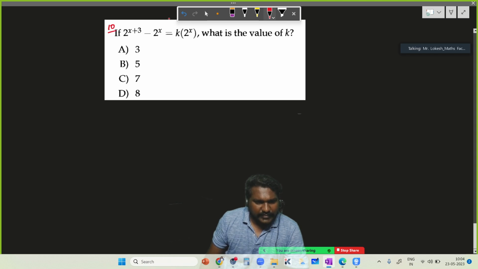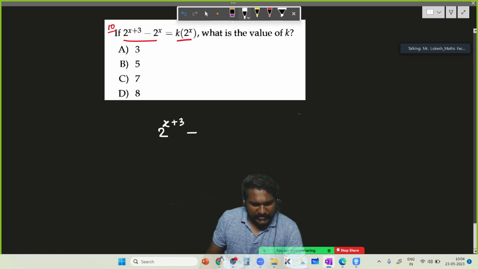If 2 power x plus 3 minus 2 power x is equal to k times 2 power x, what is the value of k? He's asking us to find the value of k, so I'll do it. 2 power x plus 3 minus 2 power x is equal to k into 2 power x.